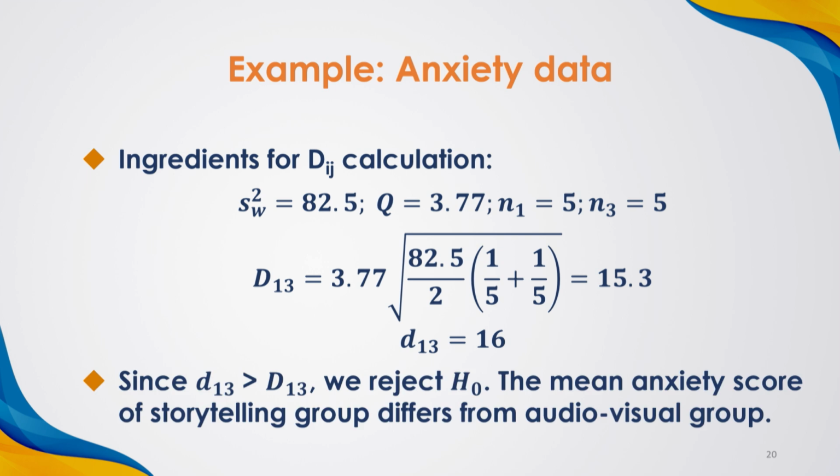So now we are going to compare the mean difference, small d13, that is 16, and the capital D13, that is the critical value for Tukey's test, for making a conclusion. So since the mean difference is more than the critical value for Tukey's test, we are going to reject the null hypothesis. So we conclude that the mean answer score of the storytelling group differs from the audiovisual group.